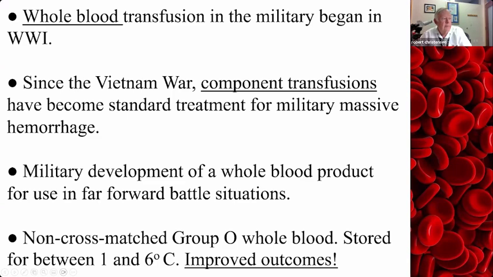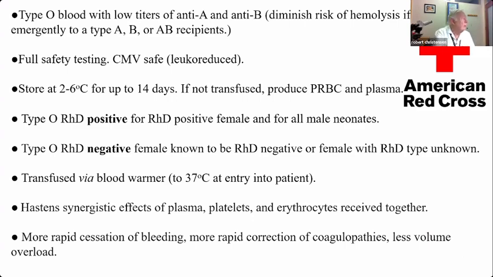Then the military developed, with the Gulf Wars, a whole blood product. And this whole blood product was non-cross-match, it's group O, it's whole blood, it's stored in the refrigerator and given through a point of care warmer. And the military data is very convincing that it is a better treatment than serial components. This is blood type O with low titers of anti-A and anti-B. Why? Because you're giving this sometimes, most of the time, without knowing the blood type of the recipient.